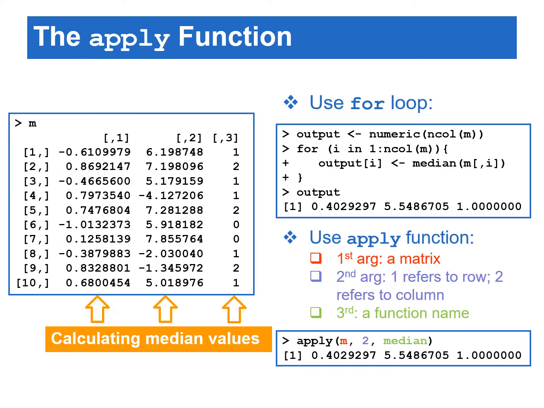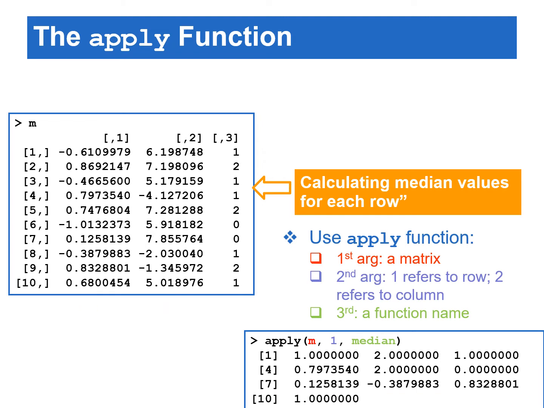In the previous section, we used a loop to calculate the median value of each column of a matrix. Instead of using a loop, we can also use the apply function. First, we specify the matrix name, M, as the first argument of the apply function. We specify 2 as its second argument, since we are calculating a median value at each column. Lastly, we specify the function name, which is median, as the third argument.